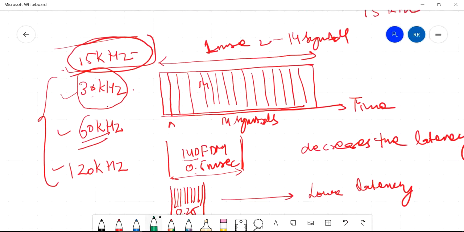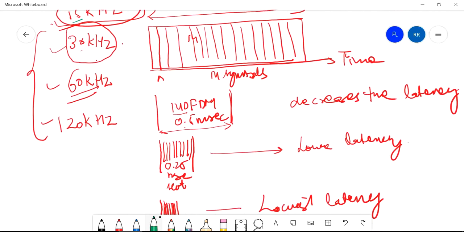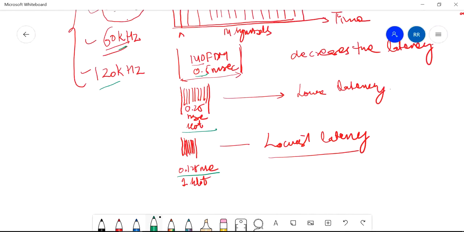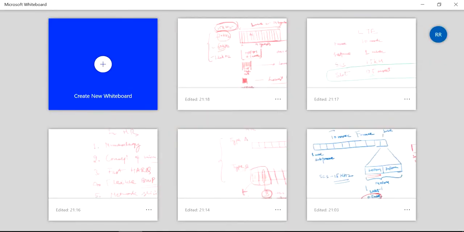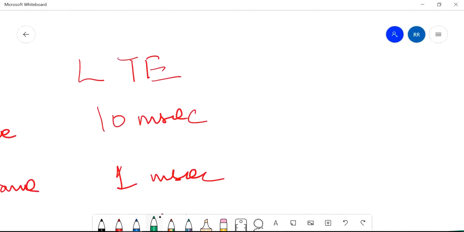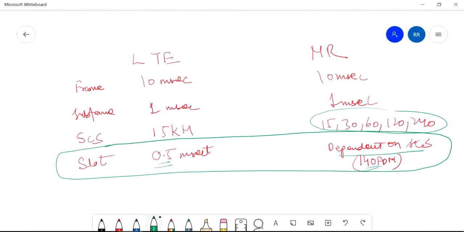As I showed you in this part, if the subcarrier spacing is 15 kilohertz, the slot will be 1 millisecond. If it is 30 kilohertz, it will be 0.5 millisecond. If it is 60 kilohertz, it will be 0.25 millisecond. If it is 120, it will be 0.125 millisecond. So this is the concept of numerology in terms of frame, and the differences between LTE and NR.